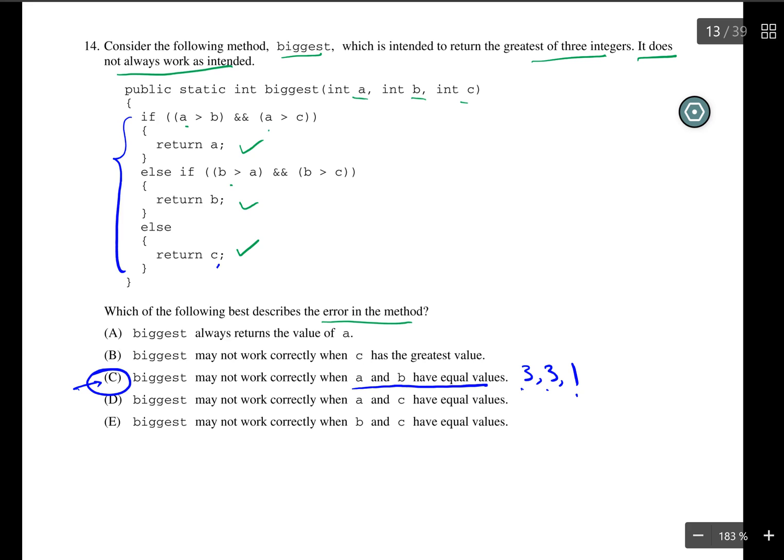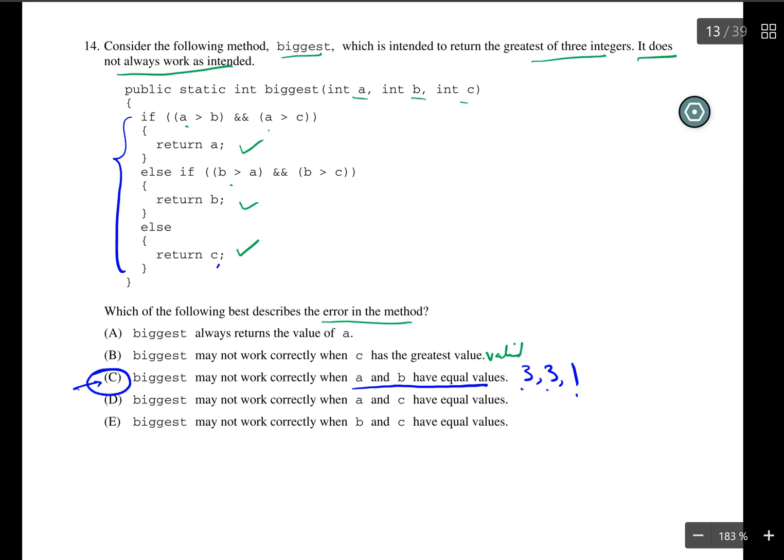So which of the following best describes the error in the method? So C seems to be the answer right away there. Biggest may not work correctly when A and B have equal value. Just to evaluate other options here, biggest may not work correctly when C has the greatest value. It will work correctly. So that's valid.